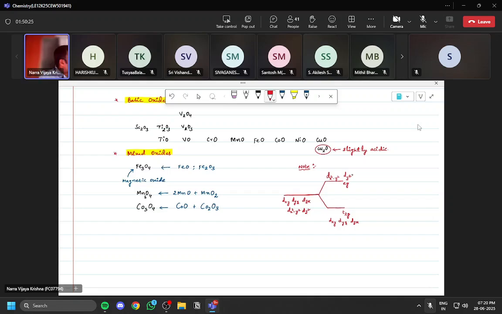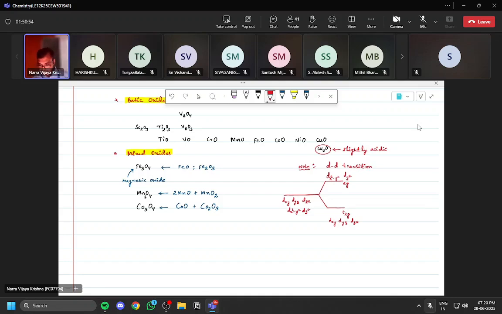Now, when they get split, if you have one unpaired electron here, d1 configuration, this one unpaired electron by absorbing radiation can jump to higher energy state and come back to ground state by emitting that in the form of radiation. This is the reason it shows color, right? So color is due to d-d transition. If we have unpaired electrons, they exhibit color due to d-d transition.